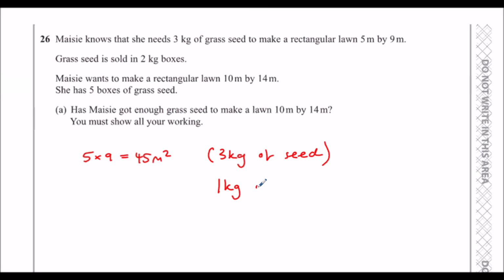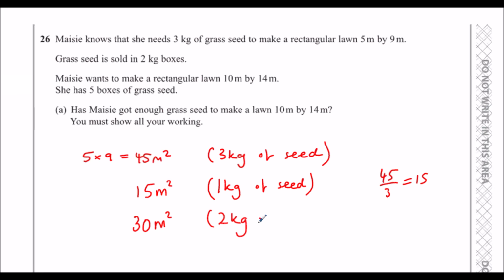So if we divide by 3, 45 meters squared is 3 kilograms, so divide it by 3. 45 over 3 is 15, so 15 meters squared is 1 kilogram of seed. So 2 kilograms of seed must be 30 meters squared, and 2 kilograms is a box. So each box does 30 meters squared.